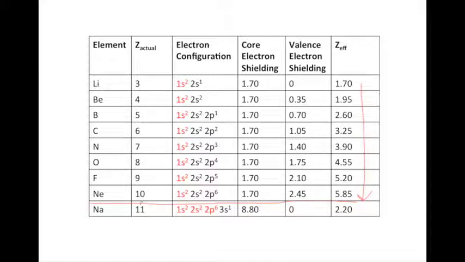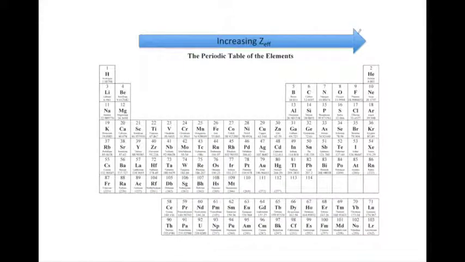But once we start a new period, now we have a whole new bunch of core electrons, so our shielding value jumps way up, but our actual nuclear charge does not go up as significantly. So it drops significantly. So be sure that you can describe why the effective nuclear charge increases across a period and why it decreases once we start a new period. And be sure you understand this trend very, very well because we use effective nuclear charge to explain a lot of the properties of various atoms.